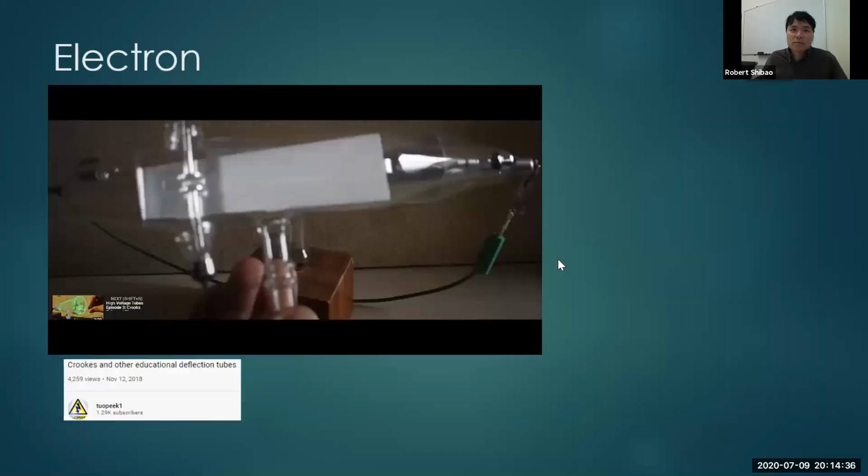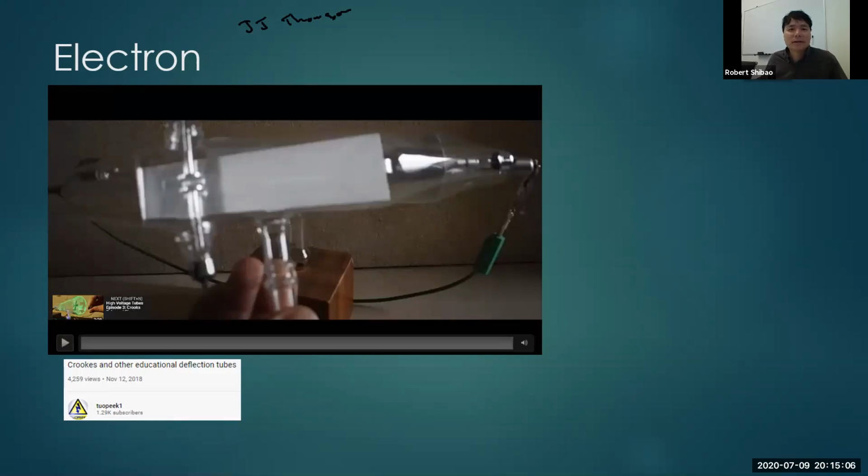So how did J.J. Thomson do this? The electron, again, was J.J. Thomson. Oh, okay, that didn't work. Let's go here. J.J. Thomson. Is there a P there? No, I don't remember. I'll have to go back and look. No P. All right, thank you.